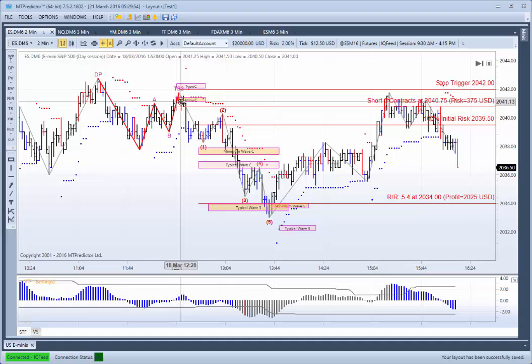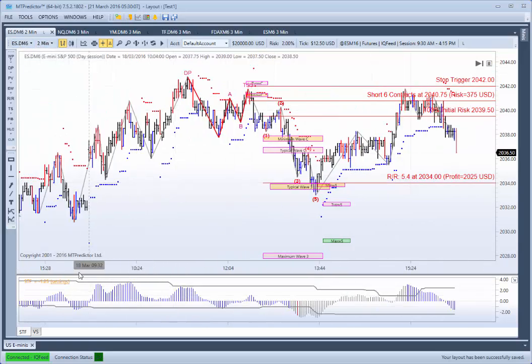And this Holy Grail trade setup, as I've nicknamed it, I think is one of the best trades in the book, and is why it's one of my favourite trade setups in MTPredictor. And as you can see, it caught a very nice and profitable trade on the 2-minute ES on Friday, which was the 18th of March.